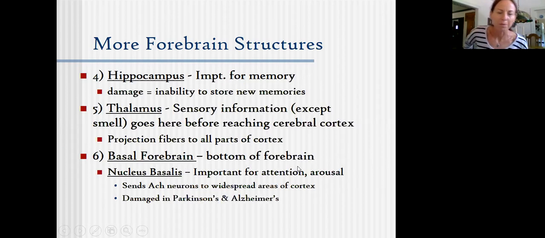The basal forebrain is the bottom of the forebrain, and we're going to find out that that's a very important area for sleep, waking, and attention. So it shuts down during sleep, and then it kind of wakes us up during times in which we need arousal. And it does that using acetylcholine. And what happens in Alzheimer's disease and Parkinson's disease is you start to get damage there, and that makes people basically harder to arouse and get up.